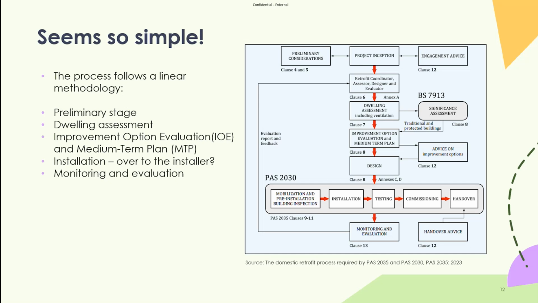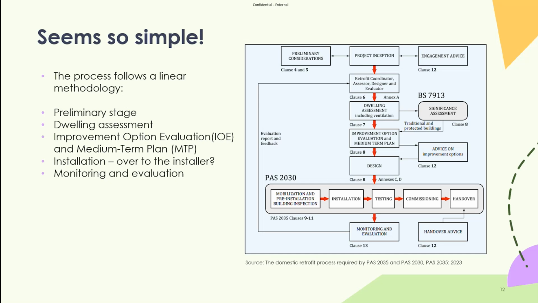That then leads to the actual detailed design. So we're designing those measures. And then, as we can now see, that then flows into PAS 2030, which is, again, governing the installation through the pre-installation building inspection. So allowing the installer to undertake their own inspection and make sure that it is feasible to install that particular measure. The measure itself will then be installed, followed by any testing, commissioning and handover of that particular measure. And following completion of the installation will then lead on to an evaluation.